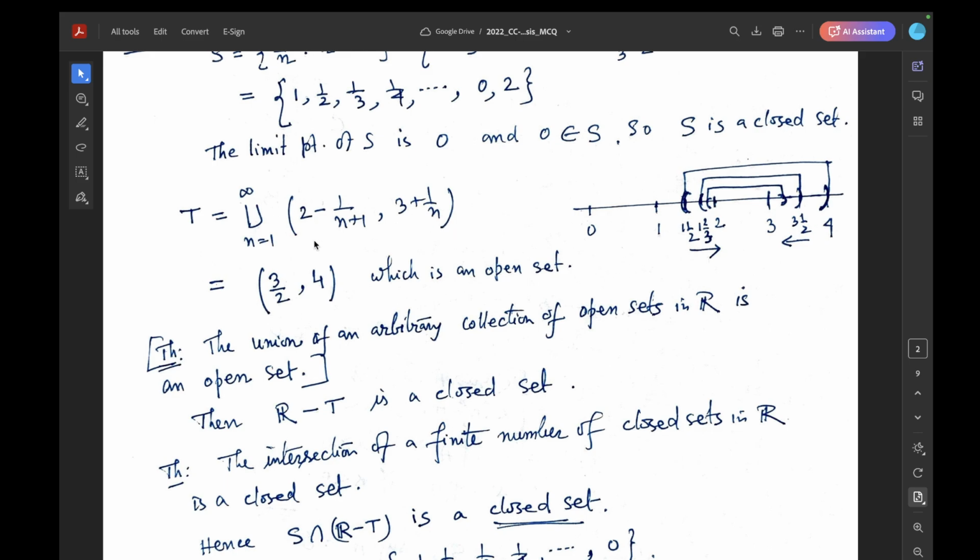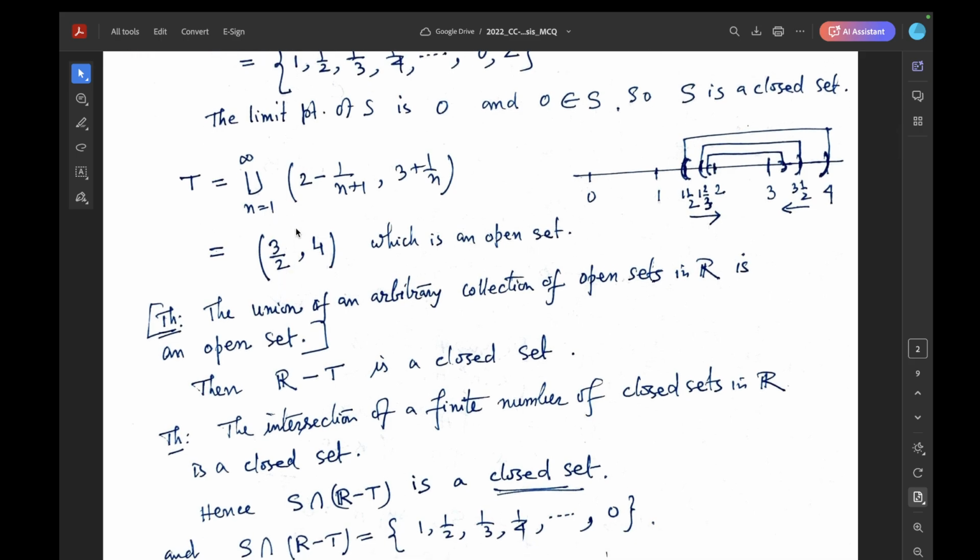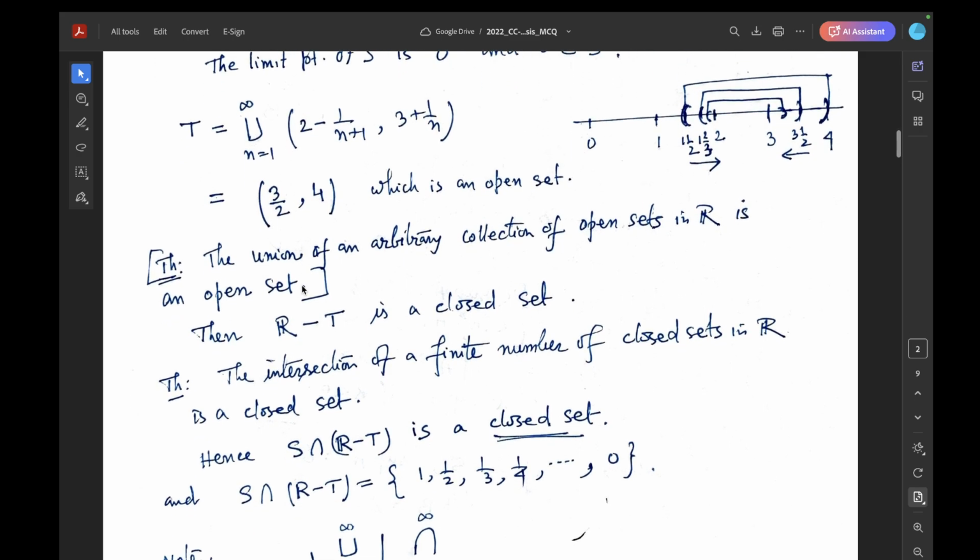So the union of all these sets is clearly the half, 3 by 2 and 4. This is an open interval, which is an open set. The union is open, because we know the union of an arbitrary collection of open sets in R is an open set. So this is an open set. Now R minus T, where R is the set of real numbers, is clearly a closed set because T is an open set.